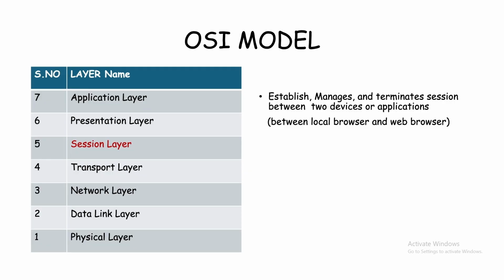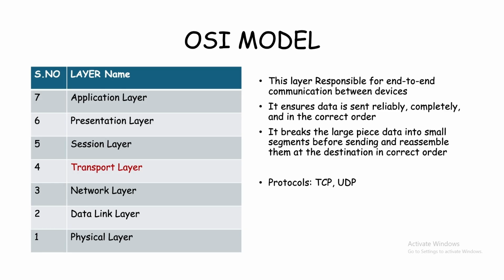And coming to the transport layer. This layer is responsible for end-to-end communication between the devices and the delivery of data between the devices. It also ensures the data is sent reliably, completely and in the correct order. When it receives data from the layers above, it receives it in a large data format. Then it breaks the large piece of data into small segments before sending, and reassembles them at the destination in the correct order.